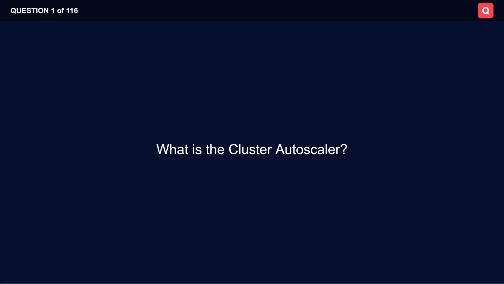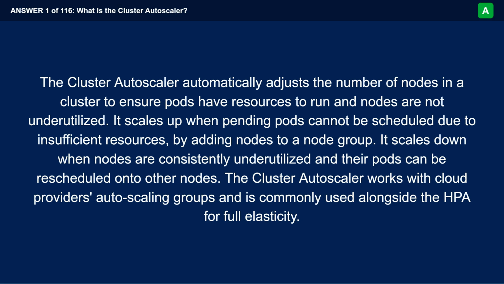What is the cluster autoscaler? The cluster autoscaler automatically adjusts the number of nodes in a cluster to ensure pods have resources to run and nodes are not underutilized. It scales up when pending pods cannot be scheduled due to insufficient resources by adding nodes to a node group. It scales down when nodes are consistently underutilized and their pods can be rescheduled onto other nodes. The cluster autoscaler works with cloud providers' autoscaling groups and is commonly used alongside the HPA for full elasticity.